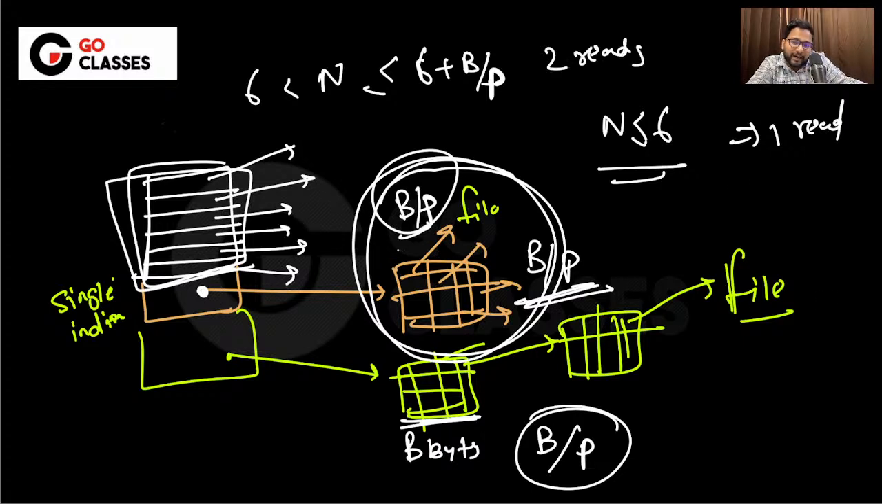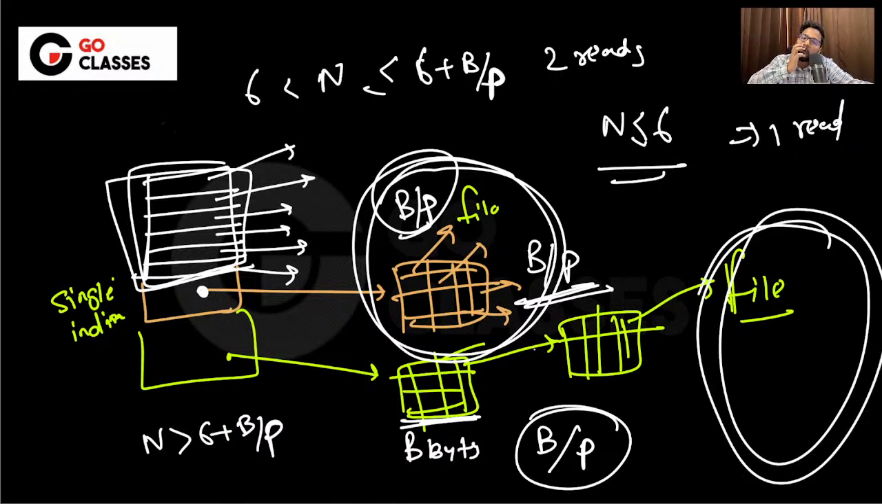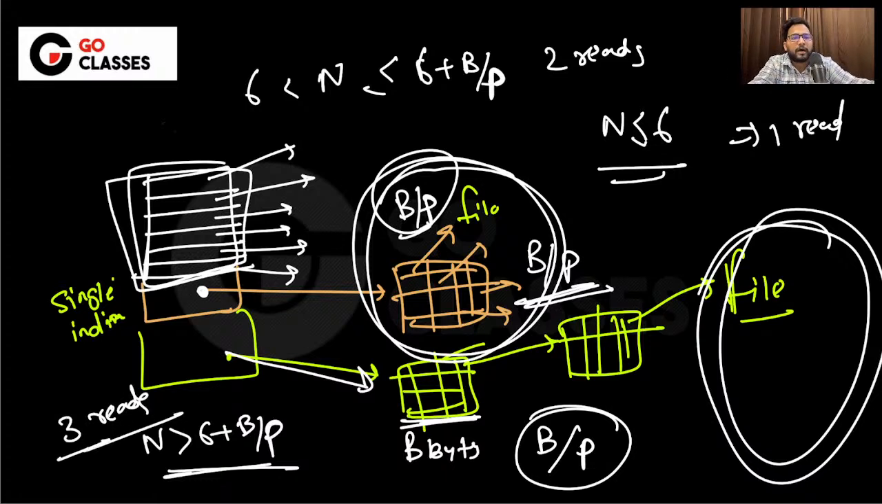And if n is greater than 6 plus b by p, which means your file is one of these, I mean, your file is basically not among those. If your file is one of these, which means you will be going through like this, right? You will be having 2 accesses, sorry, 3 accesses. So you will be having 3 reads. This is an easy question, I guess. I hope most of you were able to do this question, right?